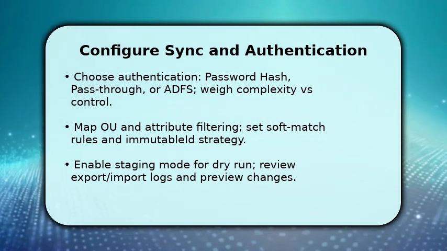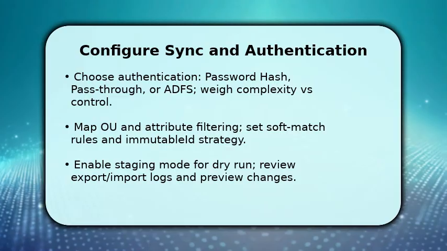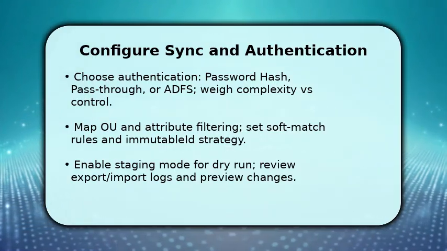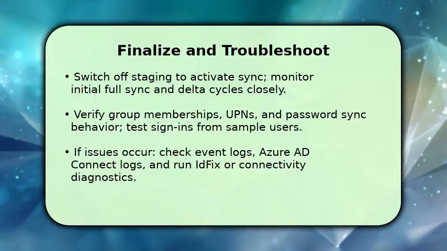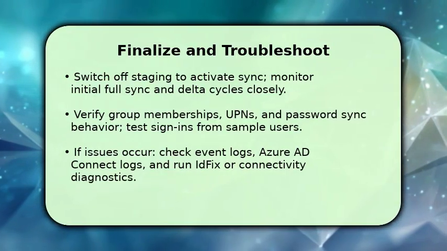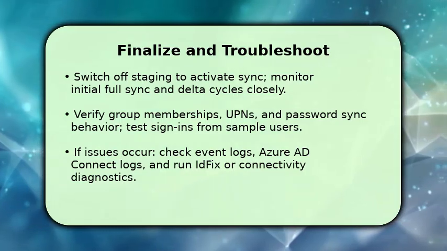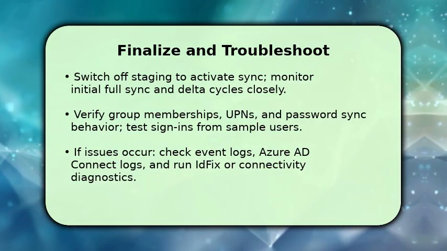Review import and export logs carefully and preview objects to catch mismatches before making synchronization permanent. To finish, disable staging mode and let Azure AD Connect perform the initial full sync followed by delta cycles. Monitor those runs and make sure there are no large error counts.